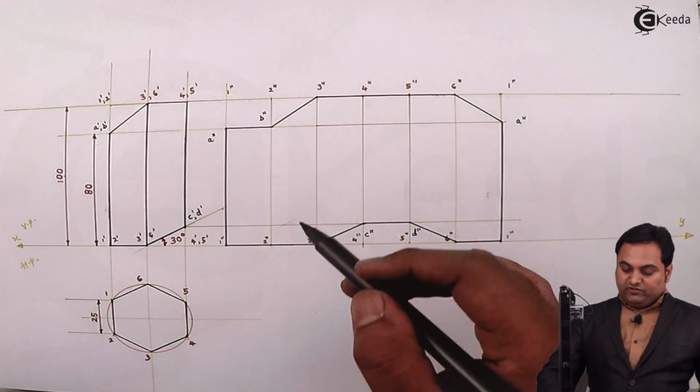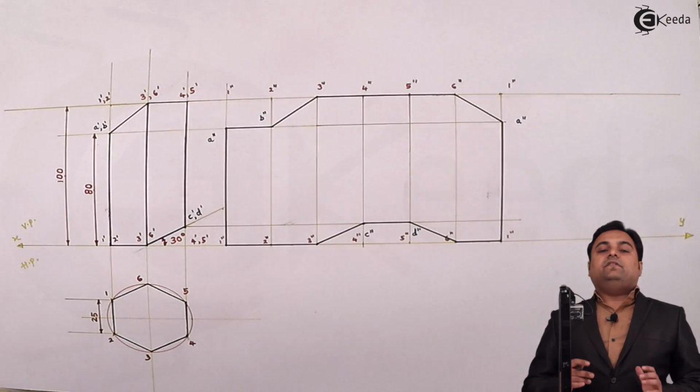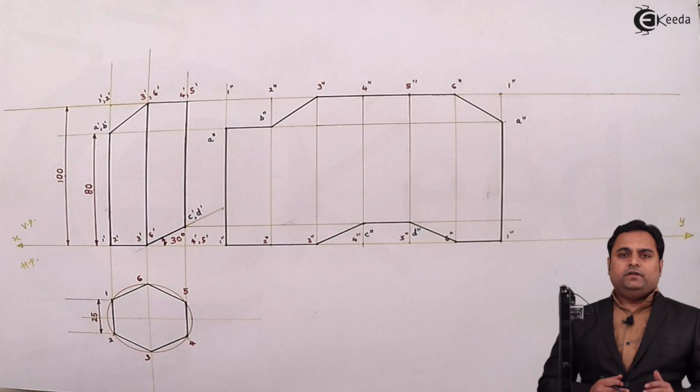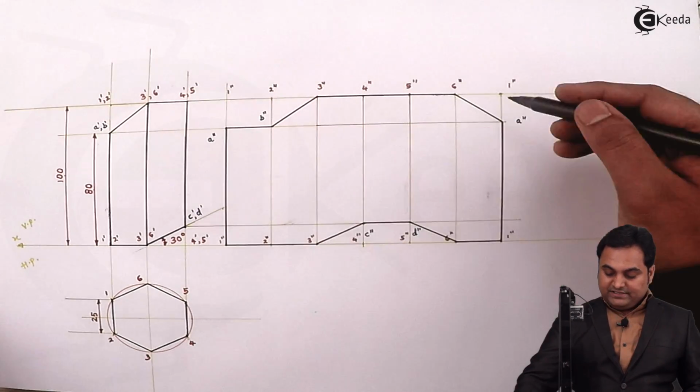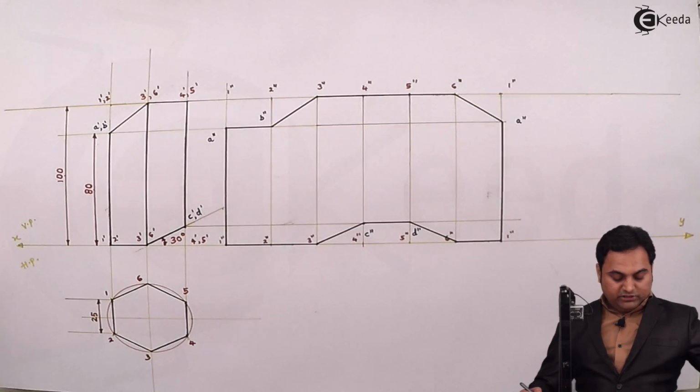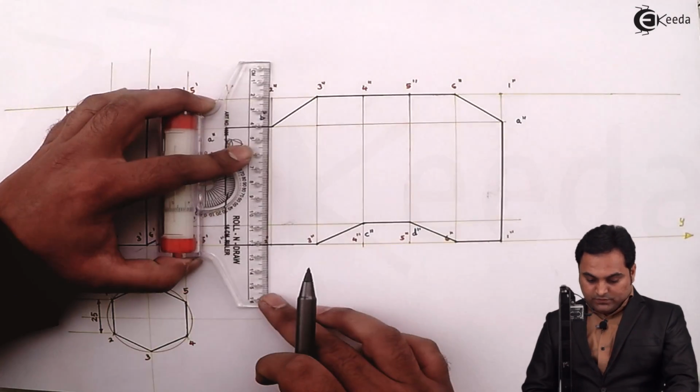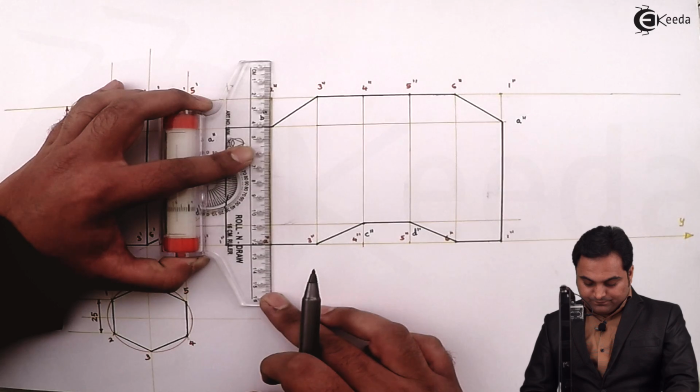Next, after completing this, since this is a hexagonal prism, the edges are dark. So I'll be connecting all the edges with the help of vertical lines. These are the dark edges.